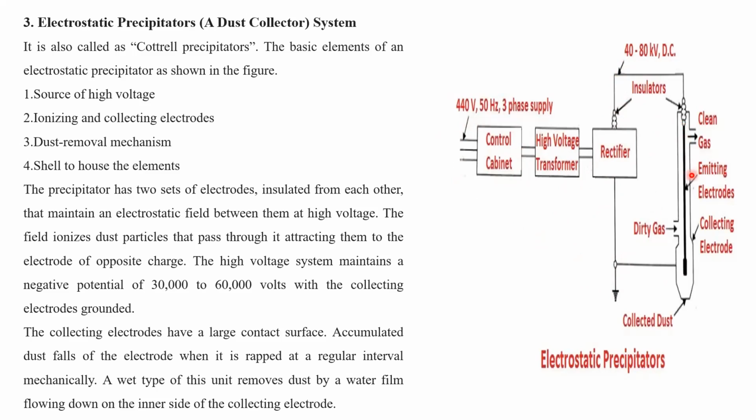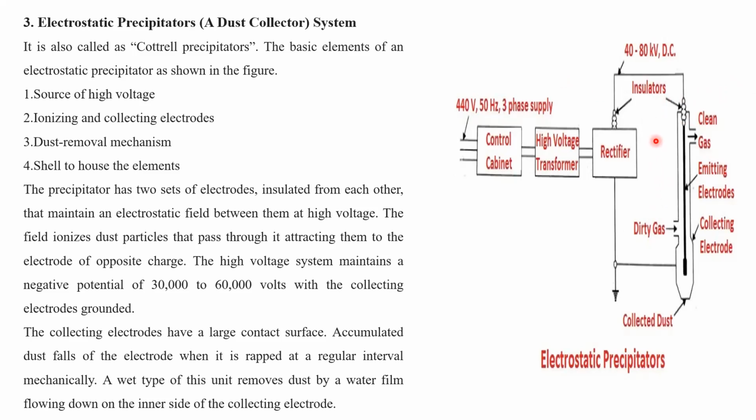That DC voltage is then sent through these emitting and collecting electrodes, and an electrostatic field is produced inside the ESP, which acts on the ash coming from the boiler. A number of rows of these collectors and emitters are there.